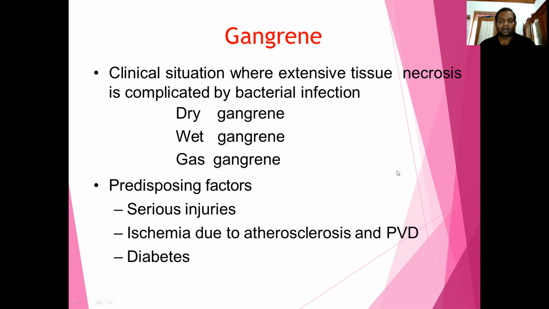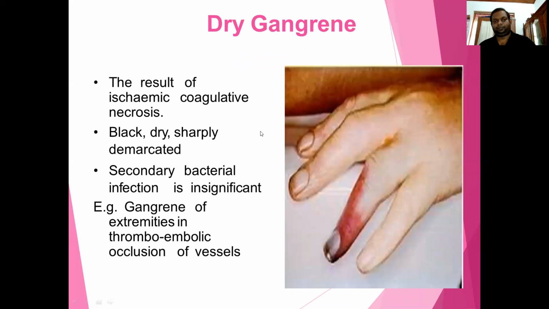There are different types of gangrene. It is a clinical situation where extensive tissue necrosis is complicated by bacterial infection: dry, wet, and gas. Predisposing factors include serious injuries, and ischemia due to atherosclerosis and peripheral vascular disease, and diabetes. Dry gangrene is the result of ischemic coagulative necrosis. There are different types of necrosis.